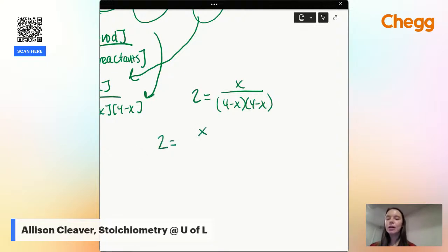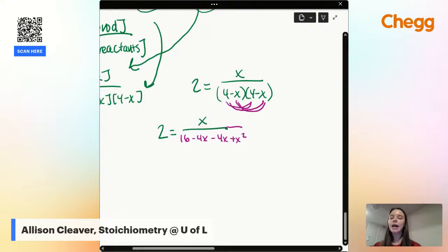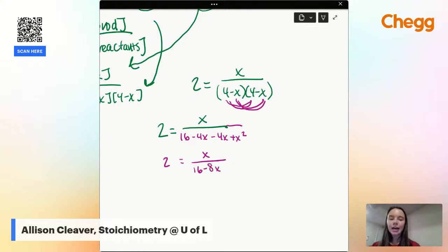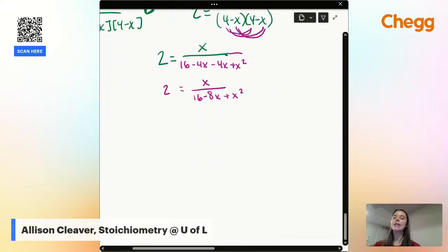We have 2 equals x over... Let's FOIL the bottom. So I'm going to do 4 times 4 is 16, minus x times 4 minus 4x, minus x times 4 minus 4x, and then negative x times negative x is positive x squared. Now let's combine like terms. 2 equals x over 16 minus 8x. Good job, Yash, getting ahead on that math. 16 minus 8x plus x squared.